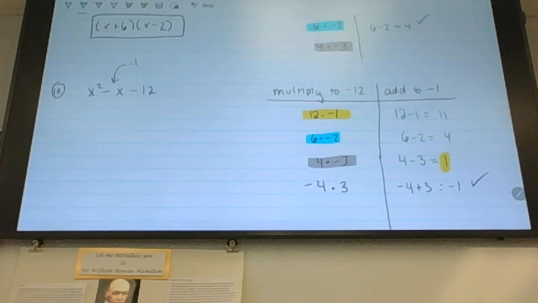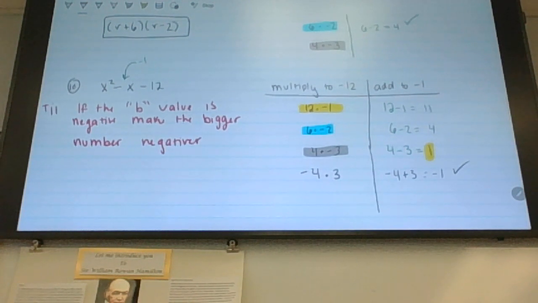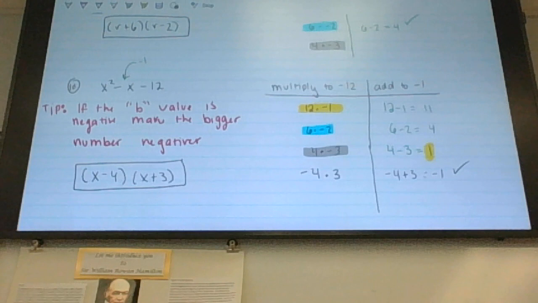So I have a little tip for you, and it might not make sense for a while. We're actually going to practice this again tomorrow. This might not make sense right away, but if the middle or the b value is negative, make the bigger factor or the larger number negative. This is just a little tip, a tip from the pro. So it's x minus 4, x plus 3. This is the only answer, Calvin. Calvin, you see what I put in the box? That's what you have to write. Just that. That's the answer.